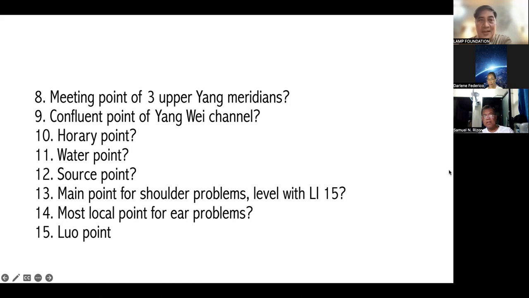SJ5. Okay. Horary point. SJ6. Okay. Water point. No, water point. Number 11 po ba yun? Yes. Number 11. Ang sagot ko po ay SJ9. Tama po ba? No. Teka, wait.